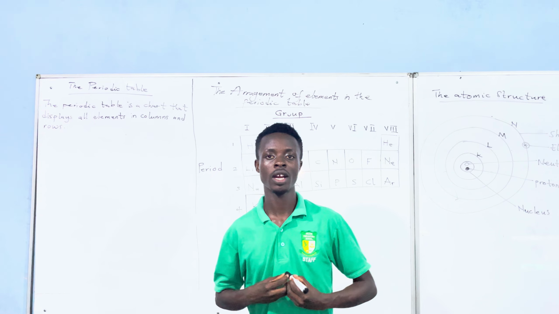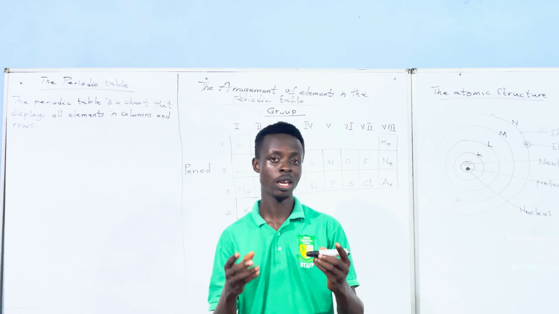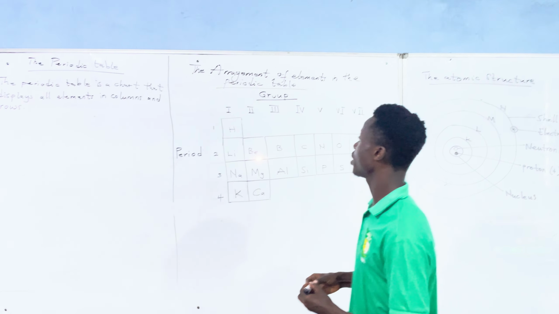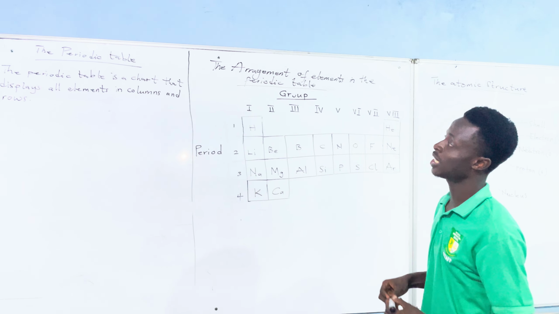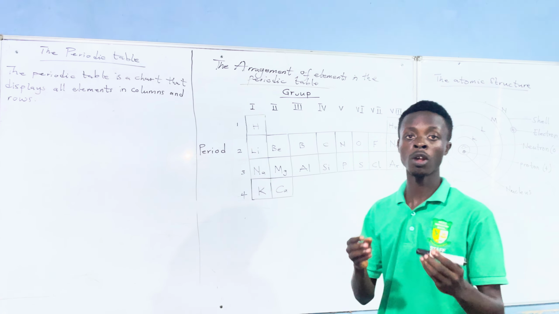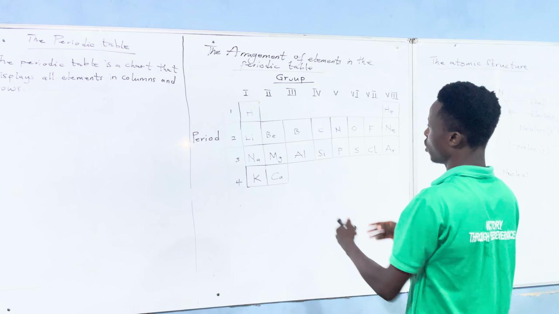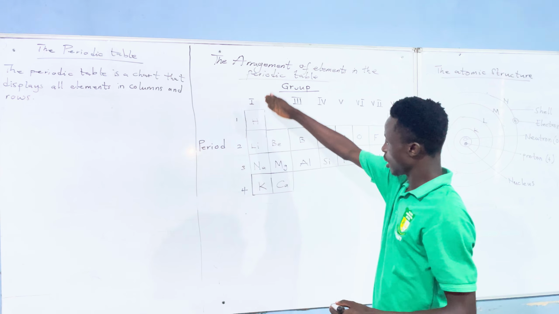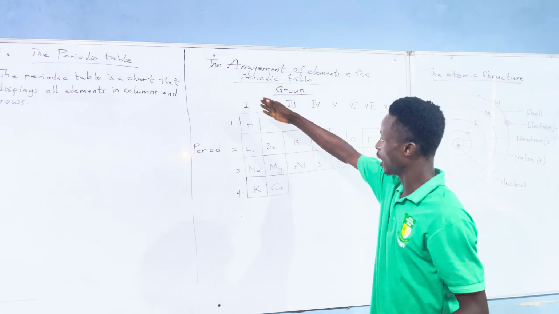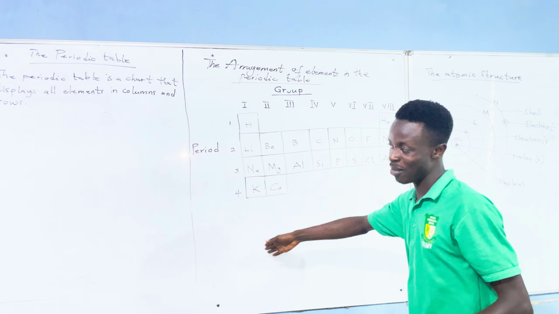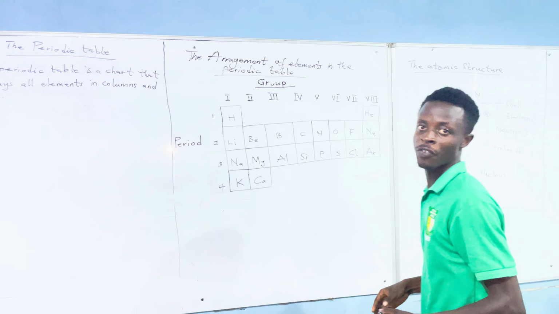My name is Desmond Amoa, and in today's video we are going to look at the arrangement of elements in the periodic table. Alright, so before we start, let's look at the periodic table in general. The periodic table is a chart that displays all elements in columns and in rows. If you look at the periodic table over here, this is the column, and the column is the group of elements, and this is the row, and the row is the period of elements.